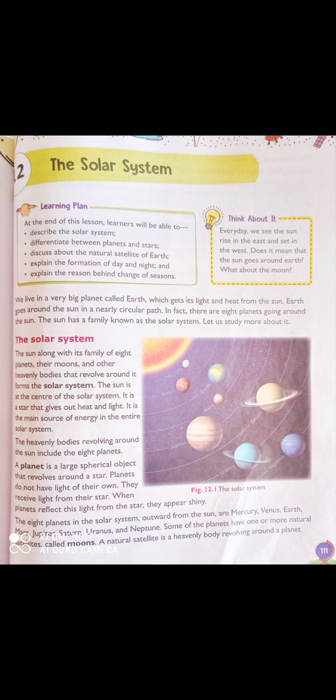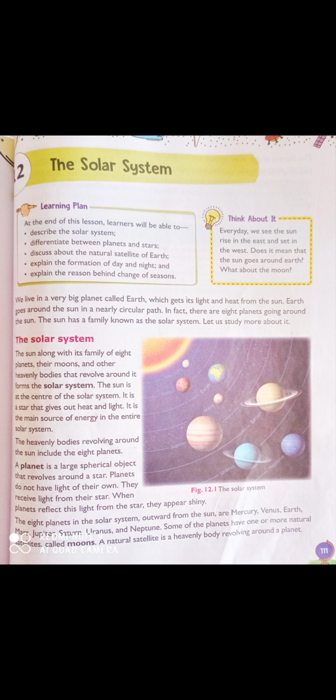What forms the solar system? The sun along with its family of 8 planets, their moons and other heavenly bodies that revolve around it forms the solar system. The sun is at the center of the solar system and it is also a star that gives out heat and light. It is the main source of energy in the entire solar system.